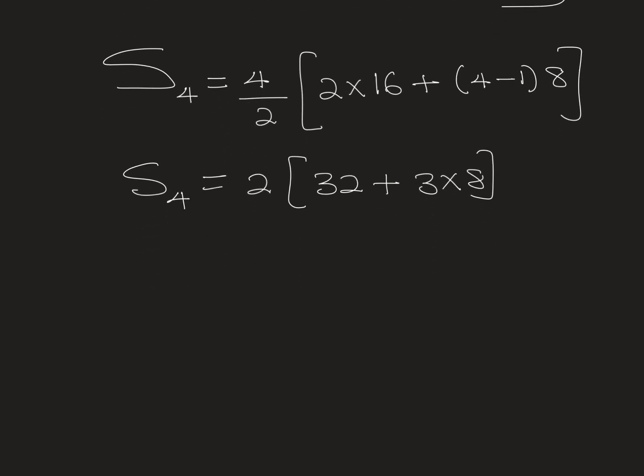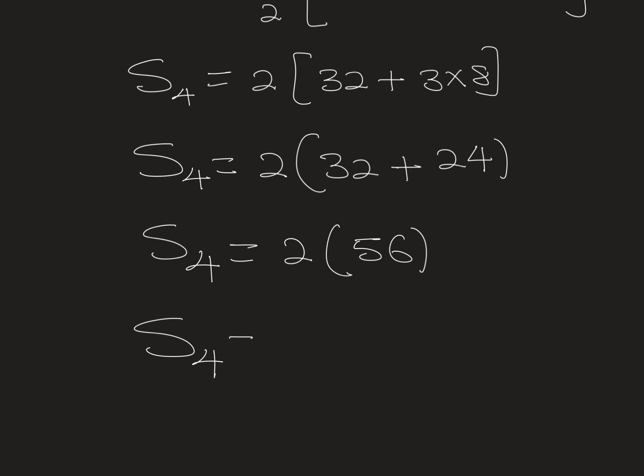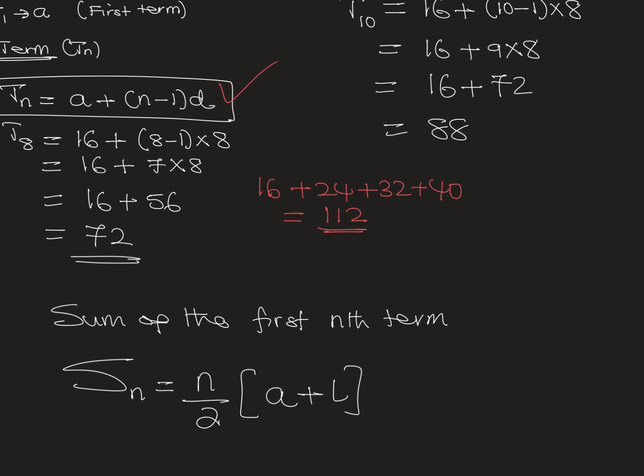So that will be s sub 4 is equal to 2 into 32 plus 3 times 8 is 24. So s sub 4 is equal to 2 into 32 plus 24 is 56. So s sub 4 is equal to 2 times 56, which is 112. So you can see the sum of the first 4 terms is 112.